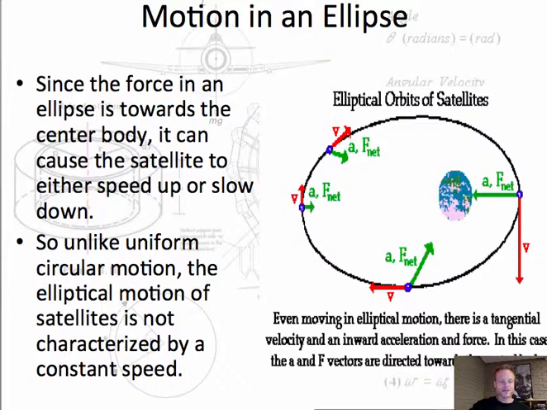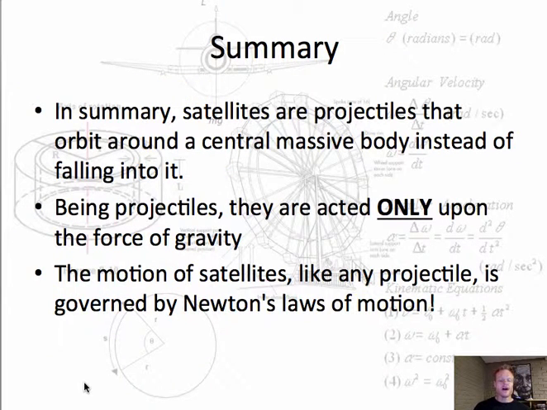All right. So in summary, if we were to just wrap this up, satellites are considered projectiles. They orbit a central massive body, and instead of falling into it, they go around it because they're traveling at such a speed that by the time they start to fall towards the ground, the ground itself has curved underneath them. And we know that anything that's considered a projectile, basically the only force acting on that projectile is gravity. Okay?